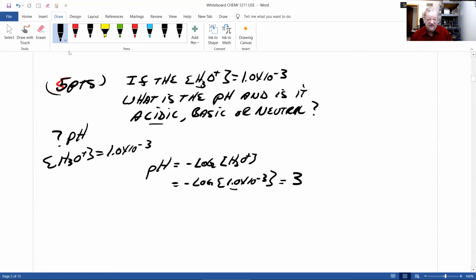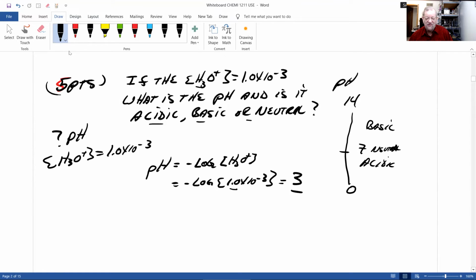But also you have to figure out if it is acidic, basic, or neutral. And you should know, this is one of those things I'm going to ask you to memorize. I've cut down dramatically the amount you have to memorize for this class, really way down. And notice 3 is below 7, which makes the solution acidic. And that's how you do it.